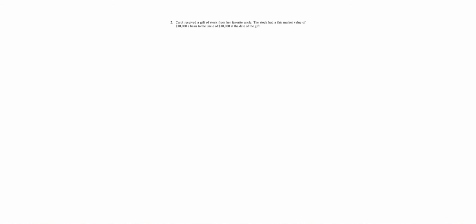We will do inflow and outflow throughout, of course, because that's very, very important. So Carol received a gift. We're told that. So right there, boom, that's inflow. Carol received a gift of stock from her favorite uncle. The stock had a fair market value of $30,000, a basis to the uncle of $10,000, at the date of gift. You put a comma in there, or a colon. So this is an inflow.